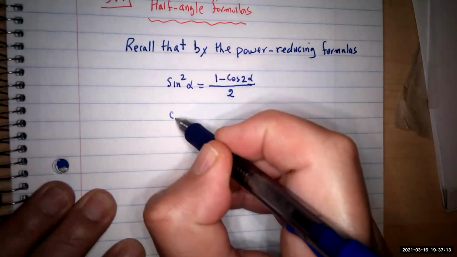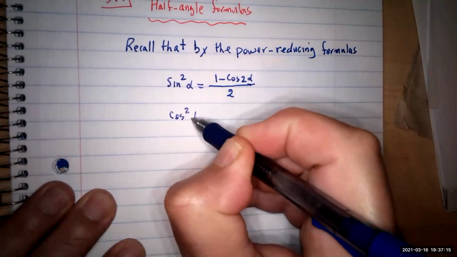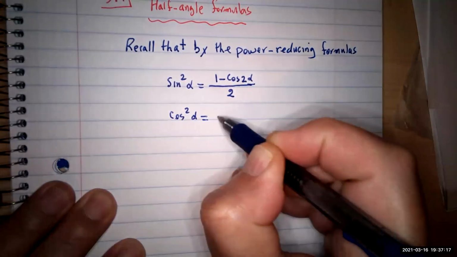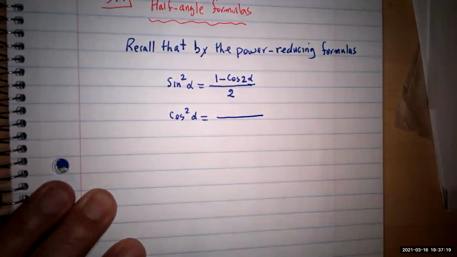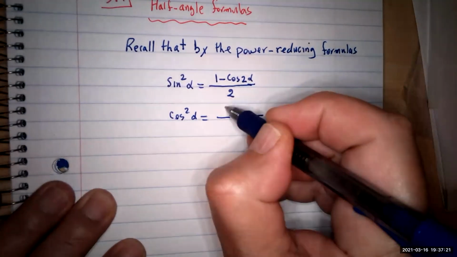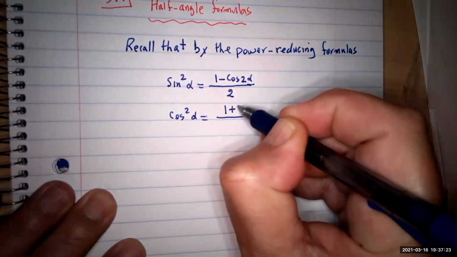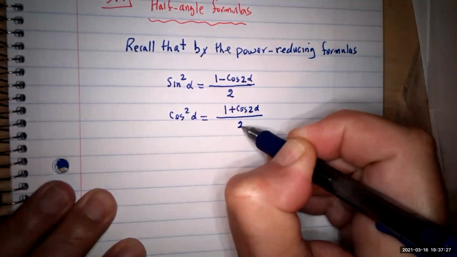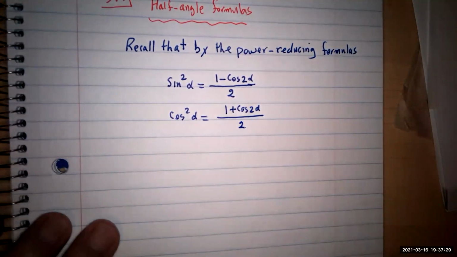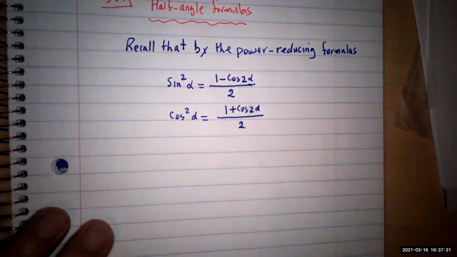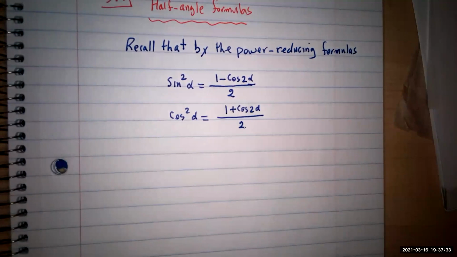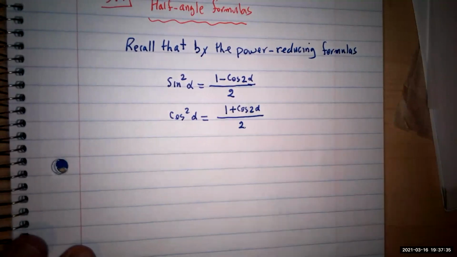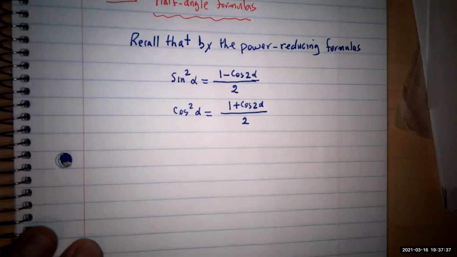Similarly, we have a cosine squared. If you want to reduce the power of a cosine squared, we have 1 plus cosine of 2 alpha, over 2. So this is a double angle formula, or we call it the power reducing formulas. You had one of them in your quiz. Probably you had some difficulty with that one. I know that, but we are going to check it again.